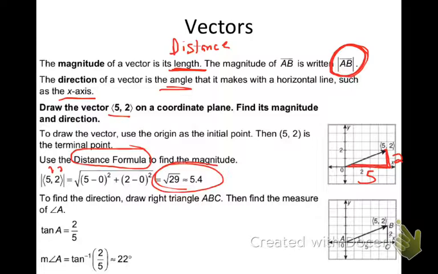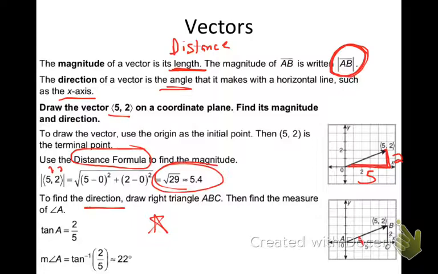So the next part here. So that's just the distance formula. To find the magnitude, you're literally just doing the distance formula, the Pythagorean theorem. That's nothing too bad. It's the next part that we need to make sure we pay attention to. To find the direction, draw a right triangle ABC, then find the measure of angle A. So I'm finding the angle measure from the vector to that horizontal line.